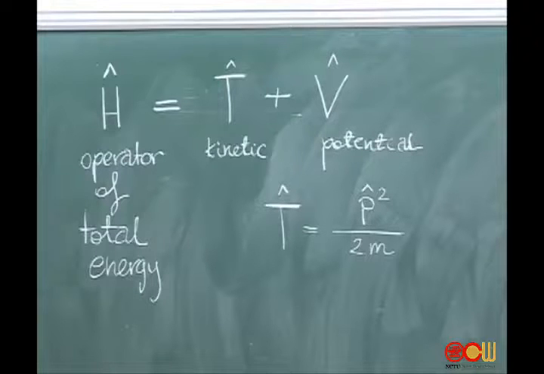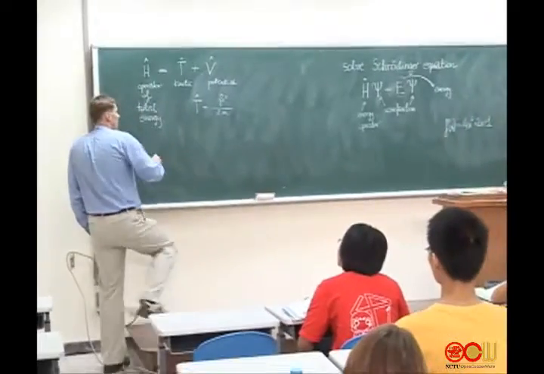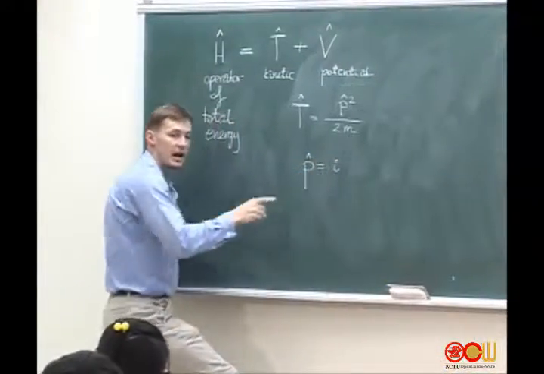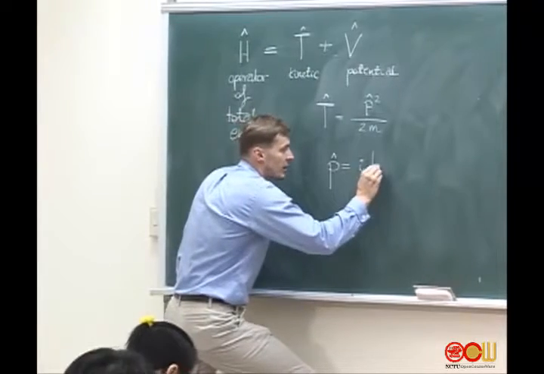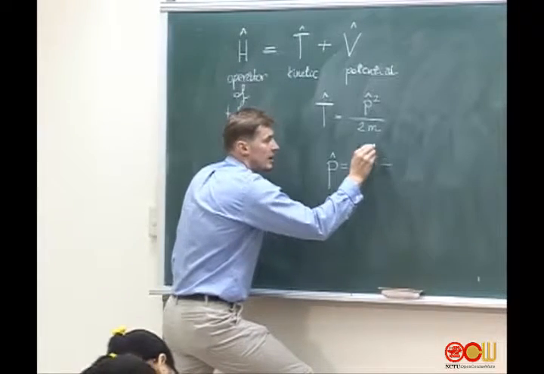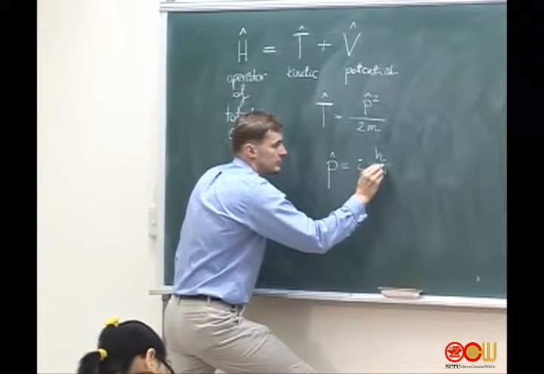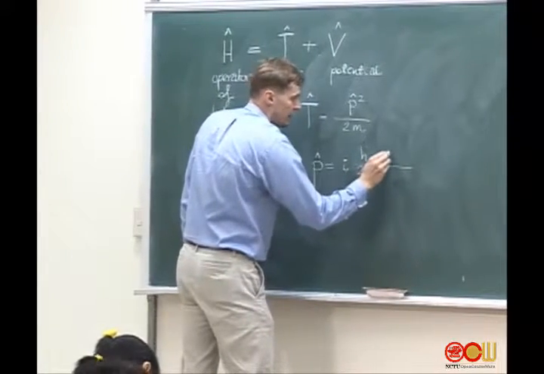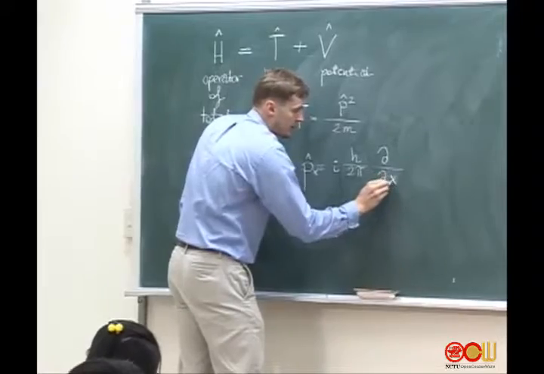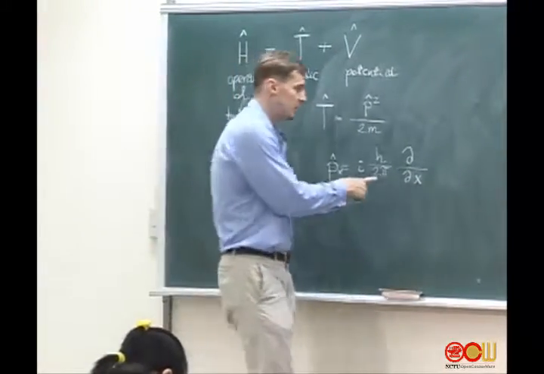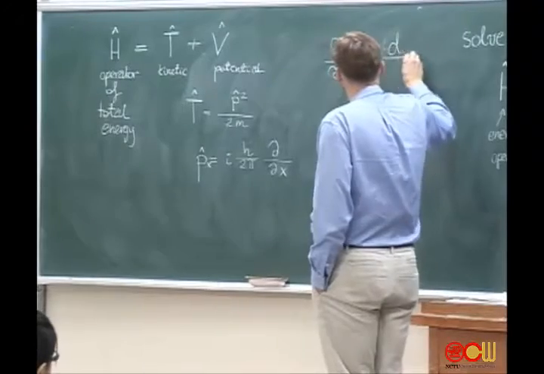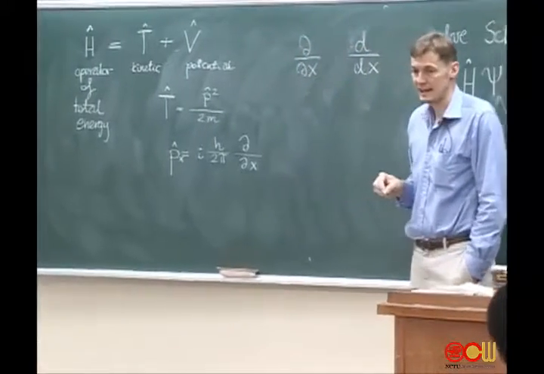I will only tell you what the momentum operator is, and we finish this moment. So the momentum operator in quantum mechanics is given by i, where i is the imaginary unit, times h bar, or maybe I write it differently as h divided by 2 pi, and then you have the differentiation, d over dx. Somebody may ask me what is the difference between this and this, and I can explain next class.